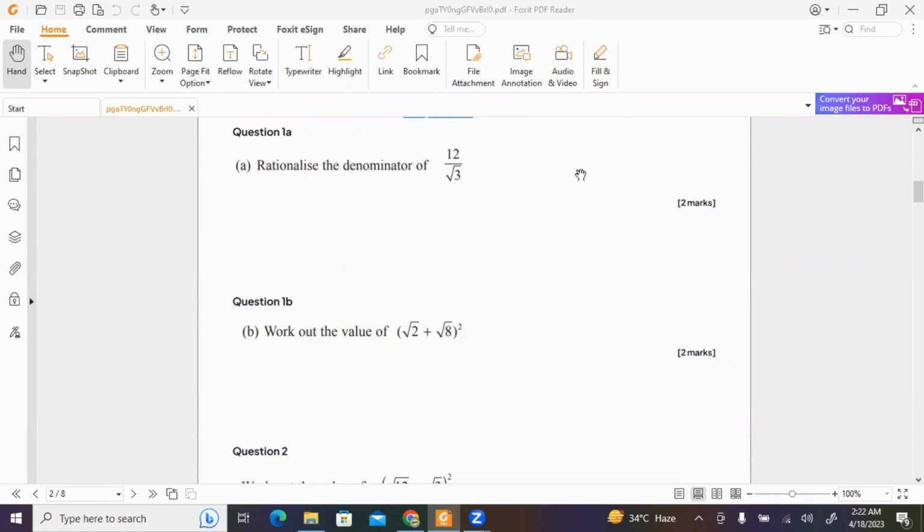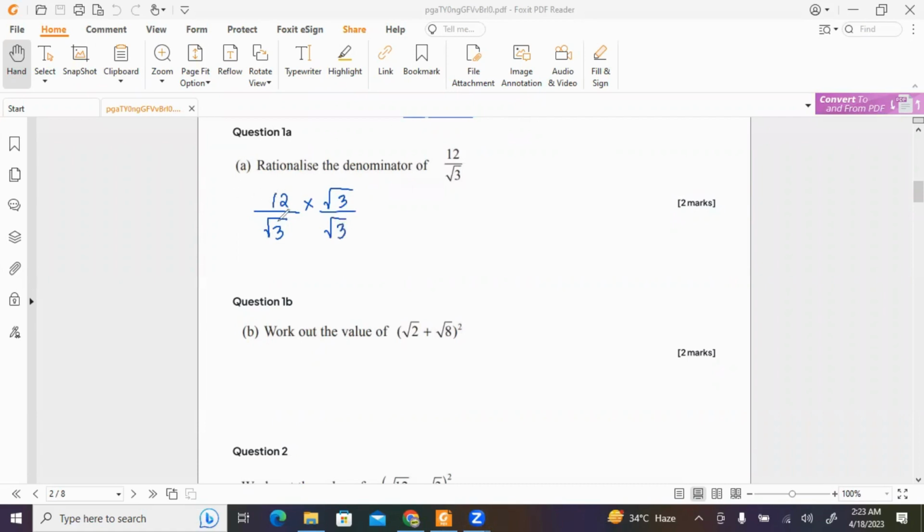So if you look at the first question, it says rationalize the denominator. When they talk about rationalizing the denominator, basically what they're asking us to do is to get rid of the surd from the denominator. In order to get rid of the surd from the denominator, we multiply and divide the fraction by the surd in the denominator.